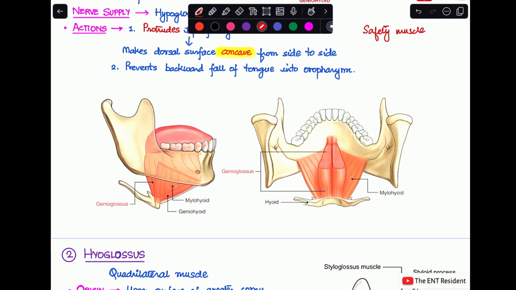You can see in the picture over here, I'll just show you that this is the symphysis menti. This is the superior genial tubercle. This is where it takes origin from. Lowest fibers go to the body of the hyoid bone. Intermediate fibers continue with the middle constrictor of pharynx, and the upper fibers get inserted into the tongue.